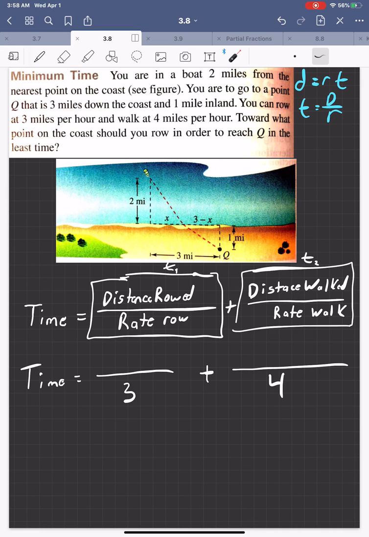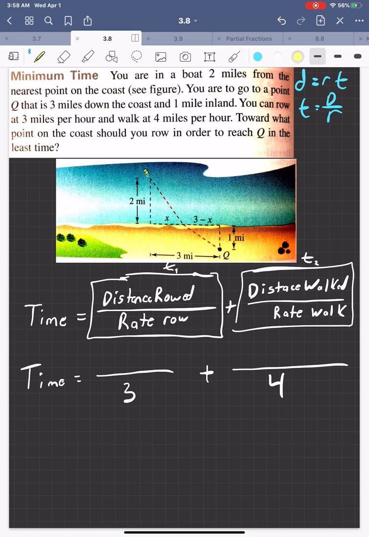Now, the other triangle, well, you are 1 mile inland. You would have to go from the coast to point Q. And since we know the distance is 3 miles down the coast, whatever you choose for X, this leg of the triangle is going to have to be 3 minus X. So do you see how the distance is simply these hypotenuses, right? Does that make sense?